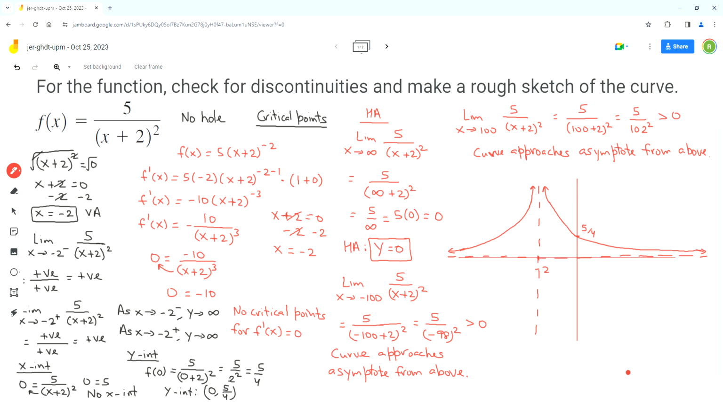So these are the steps you have to keep in mind to solve a problem like this one.